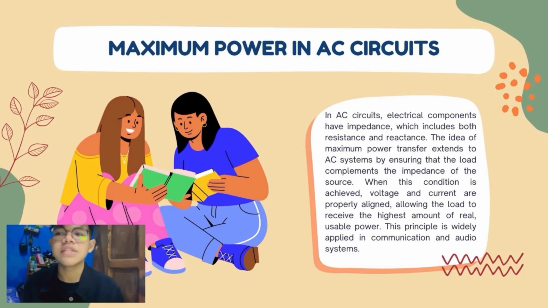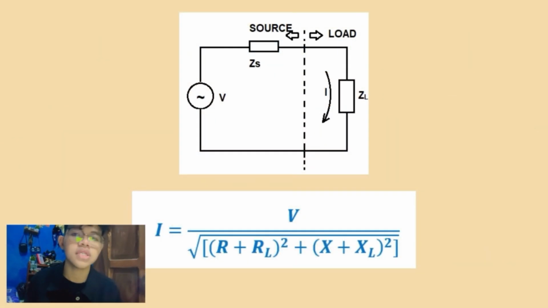The maximum power transfer principle is important in electronic and communication engineering. It is used in radio and antenna systems to prevent signal reflection and to improve transmission efficiency. It is also applied in audio systems to match speakers with amplifiers for clearer and stronger sound. However, this principle is not used in large power distribution systems because it results in low efficiency.